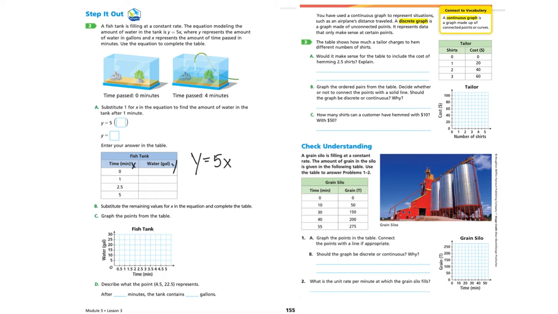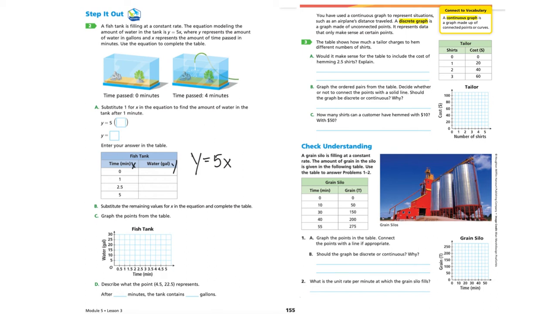All right, let's look at number 3. It says you have used a continuous graph to represent different situations, such as an airplane's distance traveled. A discrete graph is a graph made of unconnected points. It represents data that only makes sense at certain points. A continuous graph is a graph made up of connected points or curves.